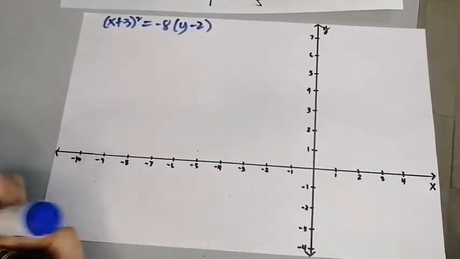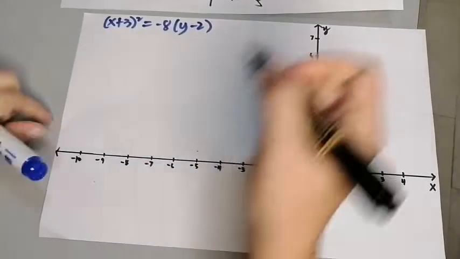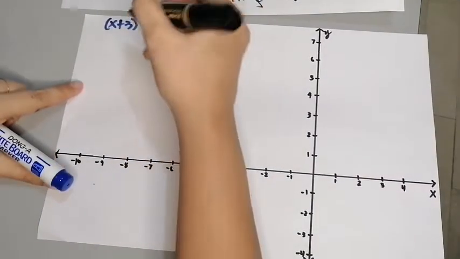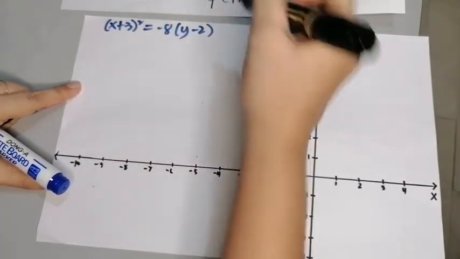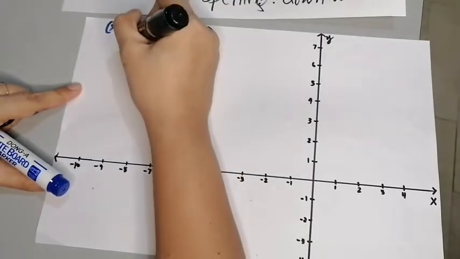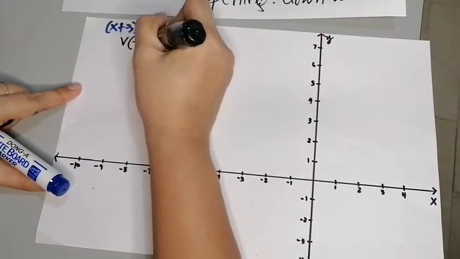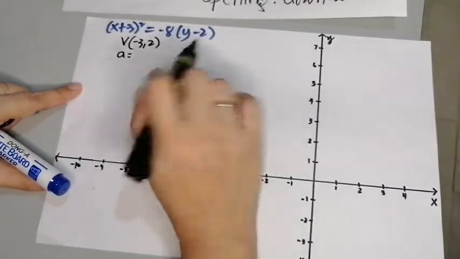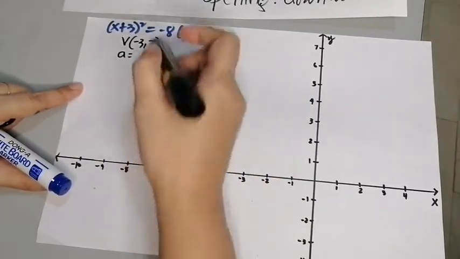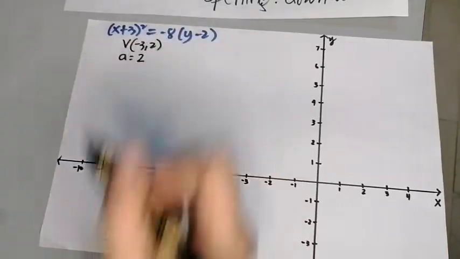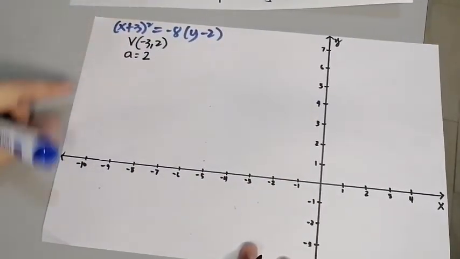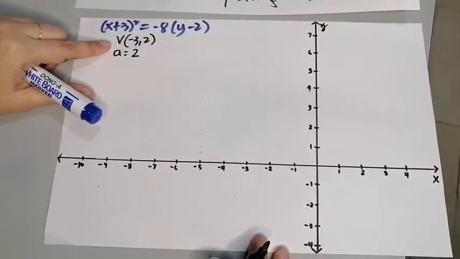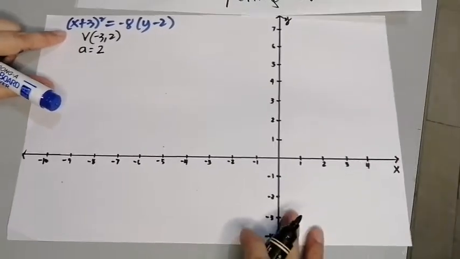Again, we have the vertex. The vertex is at (-3, 2). That's right here, (-3, 2). And the value of a is also 2.